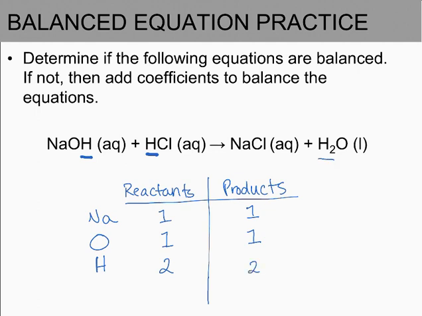And then the last element is chlorine. On the left-hand side, I have 1. And on the right-hand side, I also just have 1. So it looks like everything is balanced. Perfect. So that means that 1 sodium hydroxide molecule will react with 1 hydrochloric acid molecule to produce 1 sodium chloride molecule and 1 water molecule.